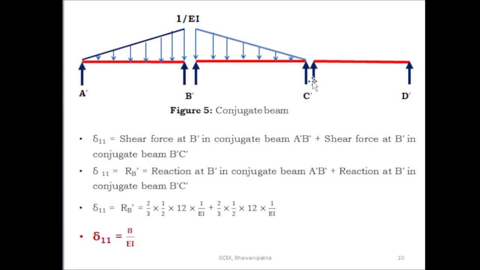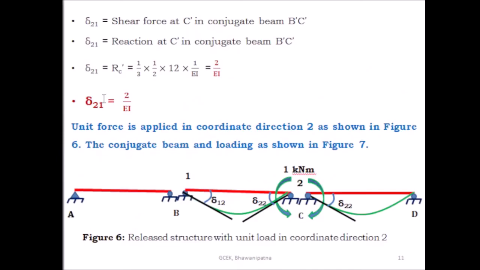So this reaction is the shear force at C dash, and this is equal to delta 2 1. So delta 2 1 is equal to RC dash, which is equal to 1/3 into 1 by 2 into 12 into 1 by EI. So this is equal to 2 by EI. So delta 2 1 is equal to 2 by EI.